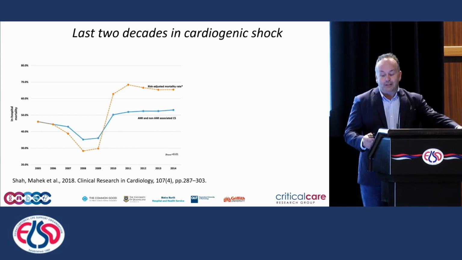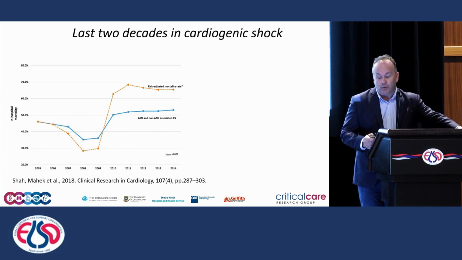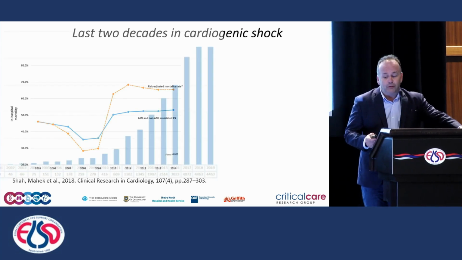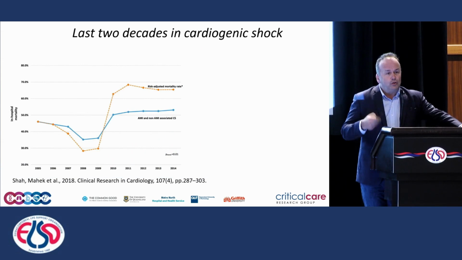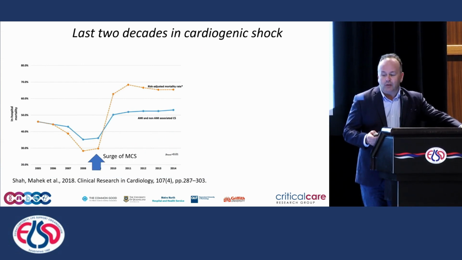As we look through the last 2 decades in cardiogenic shock, the mortality has really not improved substantially. Our use of mechanical support has. So what's going wrong? If we're using more mechanical support and we're not getting better outcomes, what is going wrong?